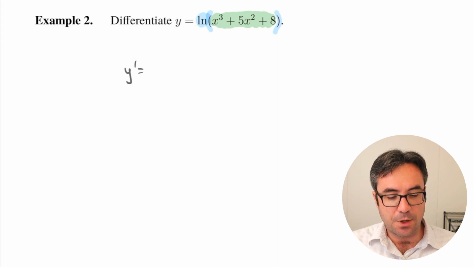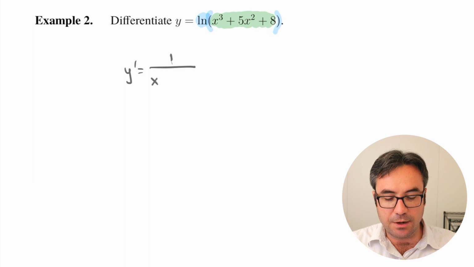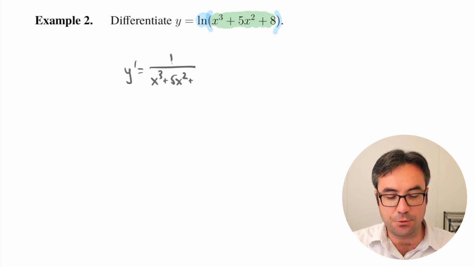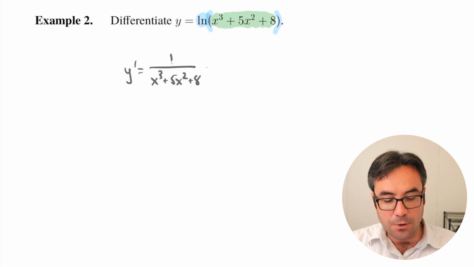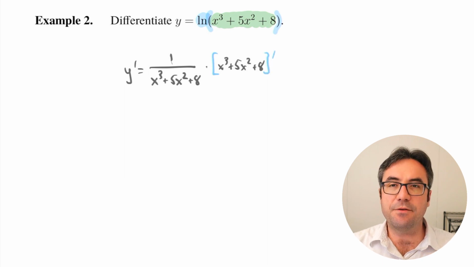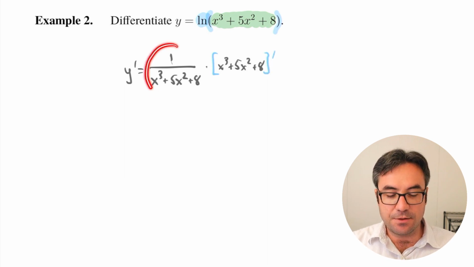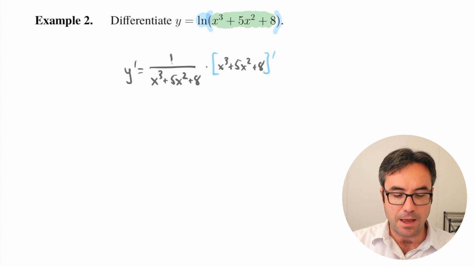All right, so let's try it. So first thing, we're going to take all the terms inside the log function and we're going to flip them. So we're going to get one big fraction here. 1 over x cubed plus 5x squared plus 8. So that's the first part. And then we take those terms and we multiply by their derivative. So what we have here is this fraction. This is the derivative of the natural log part, and then we're multiplying by the derivative of the inner function part. And then we just finish it up.